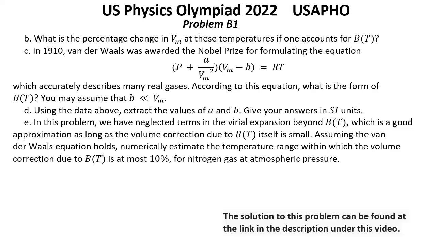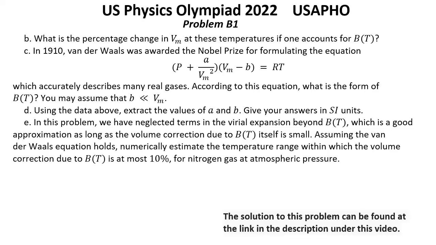Question C. In 1910, van der Waals was awarded the Nobel Prize for formulating the equation like this, the van der Waals equation, which accurately described many real gases. According to this equation, what is the form of B(T)? You may assume that B much less than V_m. Question D. Using the data above, extract the values of A and B. Give your answers in SI units.